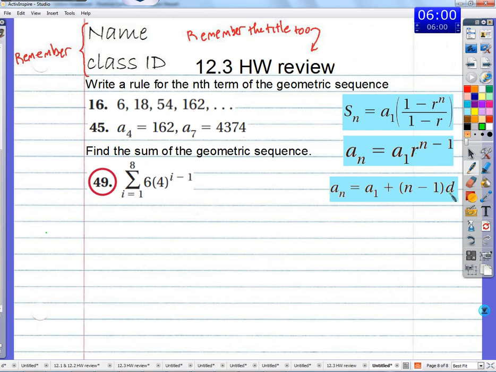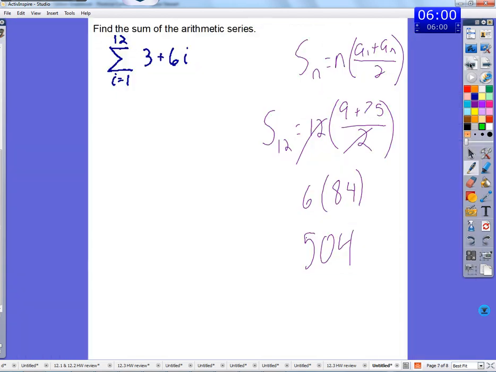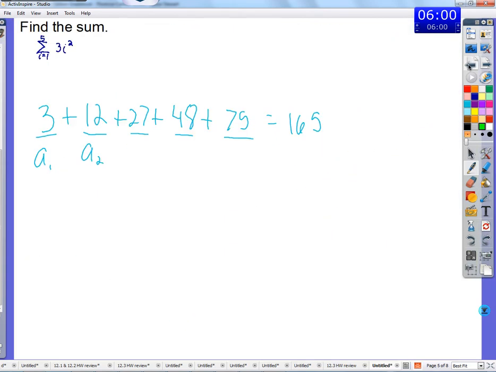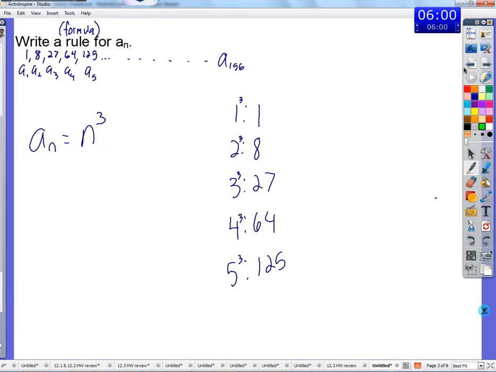Okay, why difference? Why is it difference for an arithmetic sequence? I already used the word difference for the thing that I add to get from one term to the next. Difference means subtraction, right? So what I subtract to find the common difference, the number that I add to get from one number to the next?